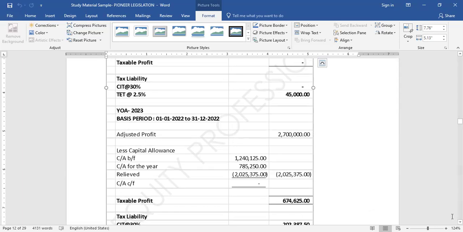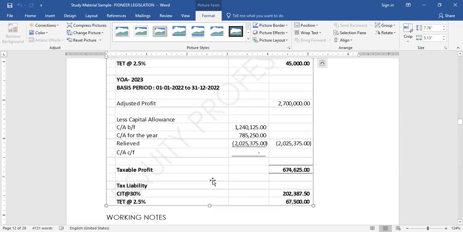And now you can compute your tax. How do you compute your tax? Your company income tax at the rate of 30%, 30% of total profit, 30% of 674,625, you're going to get 202,387.5. My education tax, 2.5% of adjusted profit, 2.5% of 2.7 million, is going to give you 67,500.